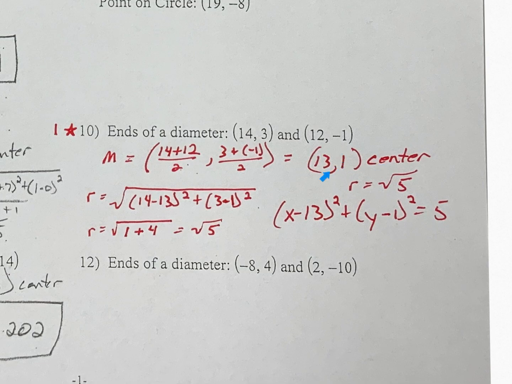Now you have the center. Well, we still need the radius, but you can use the center and the end point of the diameter and find the distance between those to find the radius. So again, you're using the distance formula. And this one, the radius is the square root of 5. Again, when you square that, you get 5. So in the equation, r squared is 5. And then, of course, you're just plugging in h and k. So the opposite of 13 is minus 13, the opposite of 1 is minus 1. All right, let's take a look at the next page.